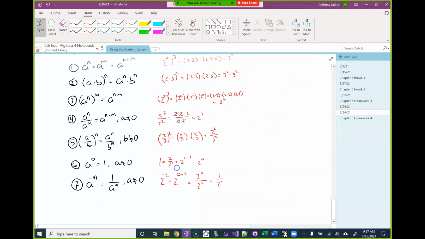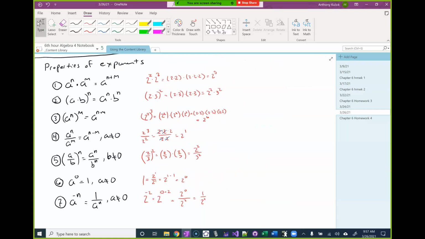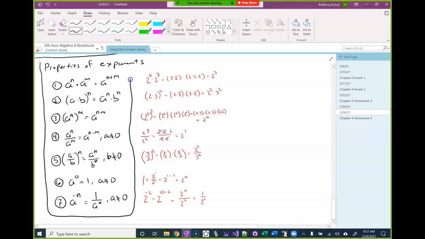So these properties, again, super important. We'll be using those throughout our homework 4. So in addition to that definition, we'll need these properties.